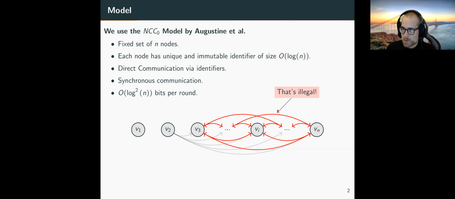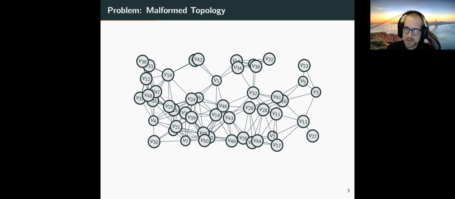Now, the problem we want to solve in this model is the problem of overlay construction. Because all these overlays are based on IP addresses, these nodes can build arbitrary topologies. For example, here's just one randomly created one. And if we do not take proper care of this, it can easily happen that these topologies become malformed. For example, the diameter gets really high, or the degrees of certain nodes get really high, or there are bottlenecks in the network. For example, if we take this node v13 out, this node here would be isolated.